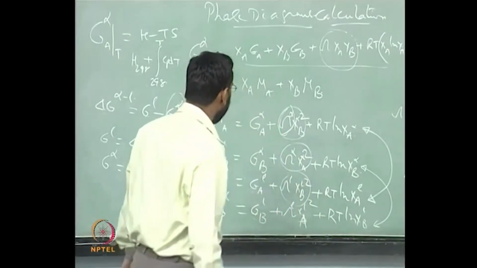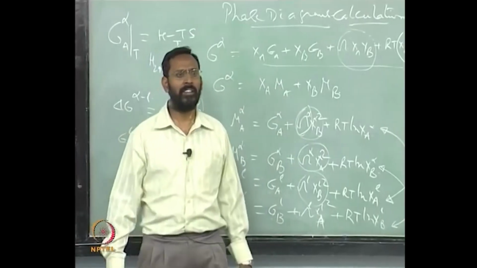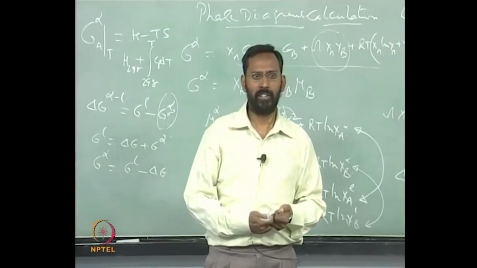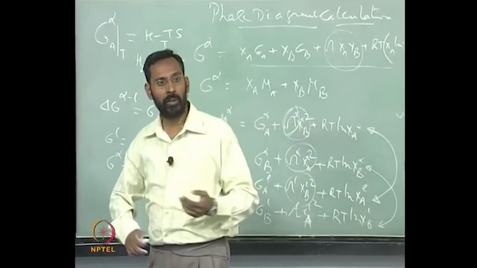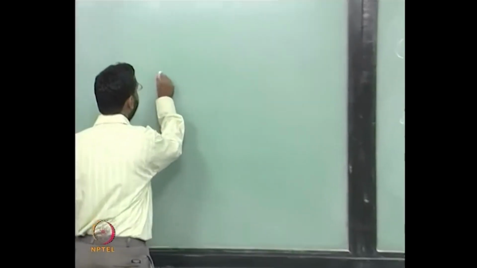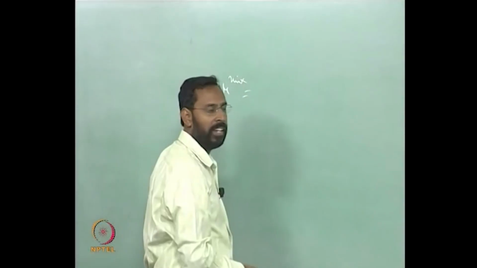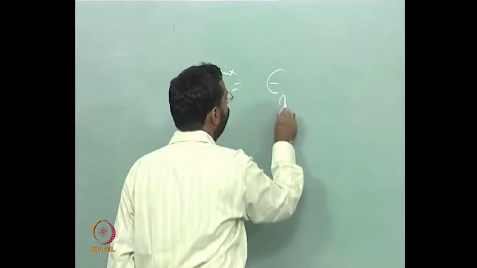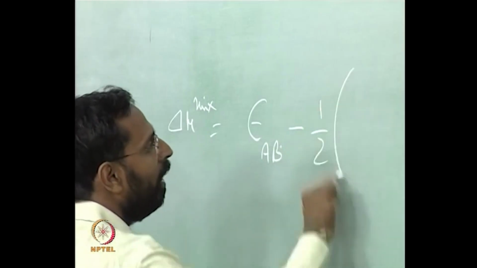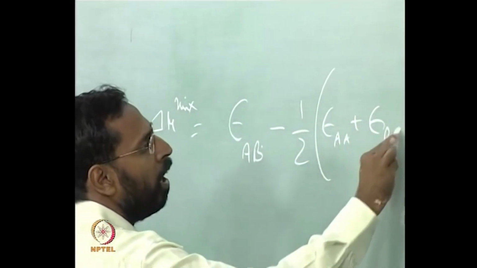What I mean by a problem here is, what is omega? Omega is nothing but the interaction between A and B, let us say, am I right? In fact, omega comes from quasi chemical theory, where we actually calculate delta H mixing as, if you know, the energy of the AB bonds minus half of the energy of the AA bonds plus BB bonds.